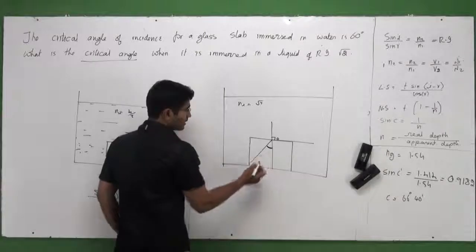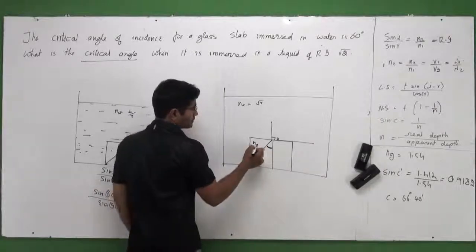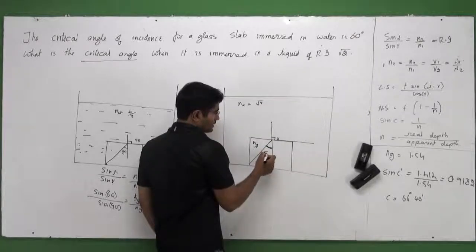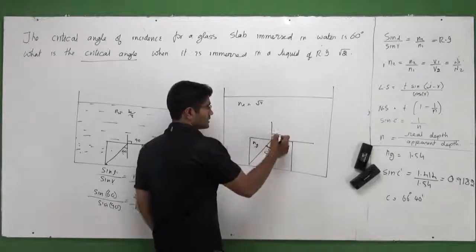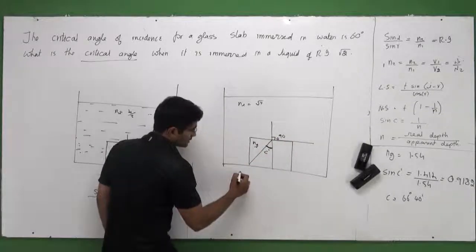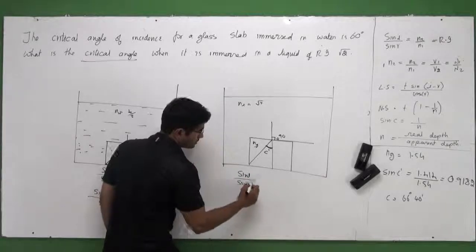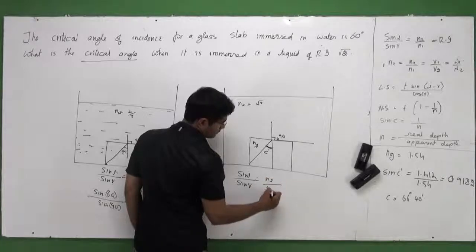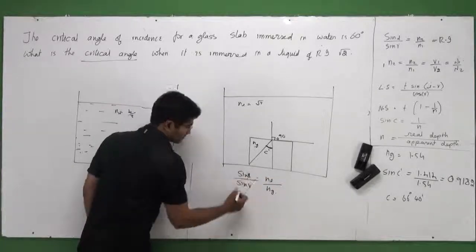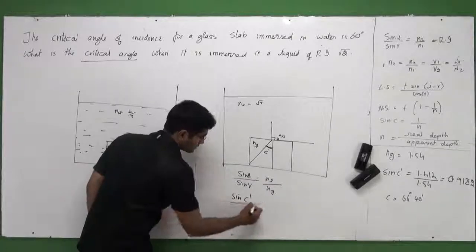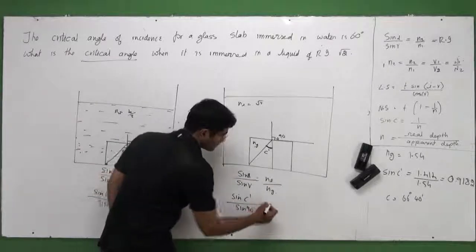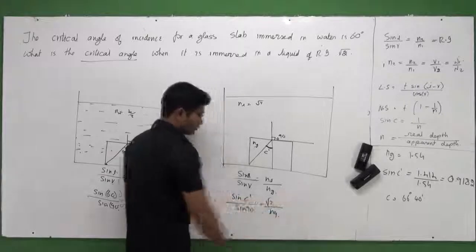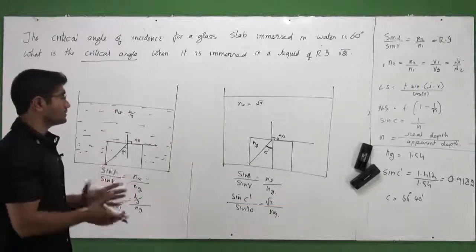In this case, again, I don't know the refractive index of the glass, and the refractive index of the liquid is given to me as root 2. This angle I don't know, let's call it C dash, and this one is anyway 90. So put the sines now. Sine I by sine R is the refractive index of the second medium, that is N liquid, divided by the refractive index of the glass, which I don't know. So sine I is C dash, divided by sine 90, is equal to NL, which is root 2, divided by NG, which I don't know. Okay, that's the whole idea.